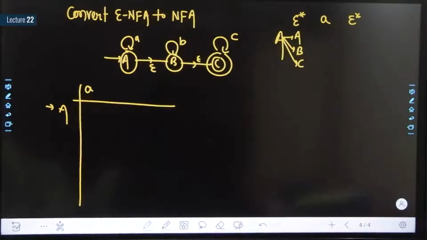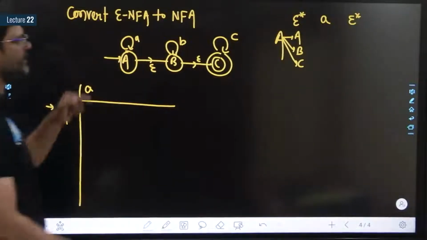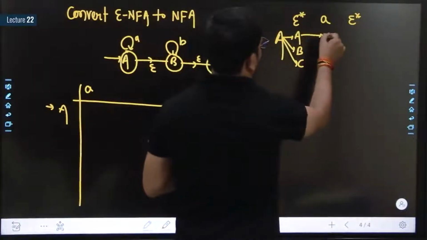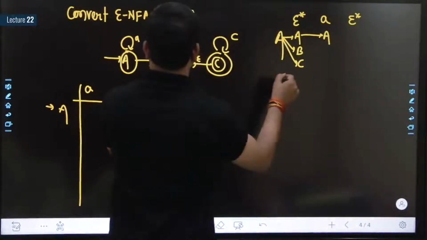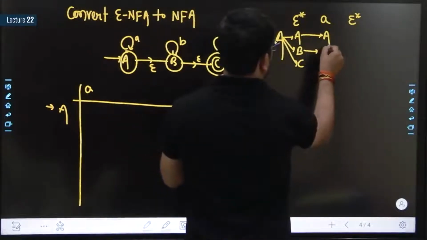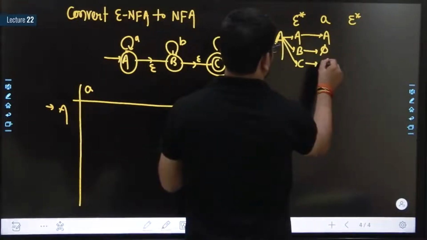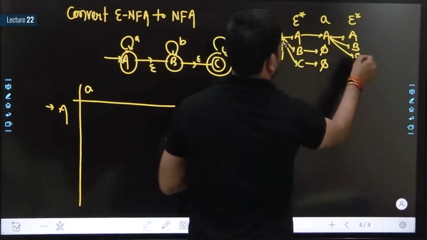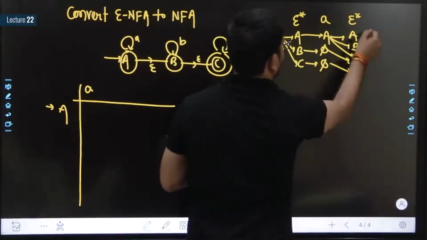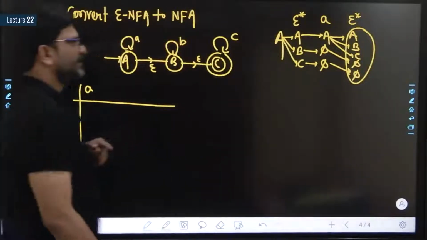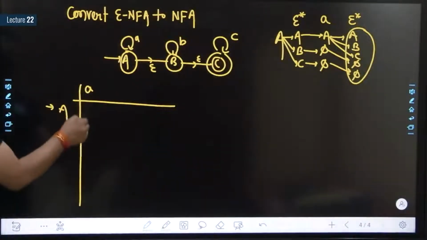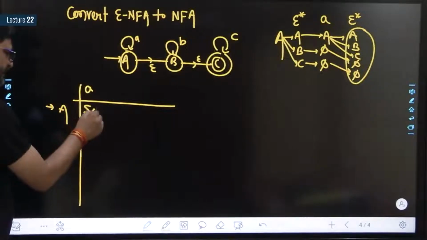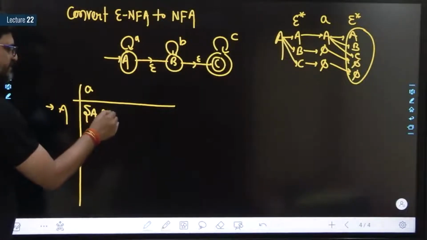A on A, A. B on A, phi. C on A, phi. Epsilon closure of A is A, B, C. Epsilon closure of phi. Union all these three. It means A on A goes to A, B, C.